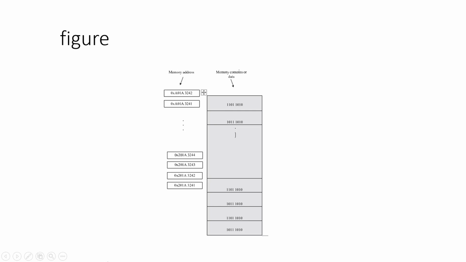So this is a figure of memory address and memory content. As you can see, this is the memory content, which is in binary form, that is 1 or 0, and these are the addresses allocated. So this is the memory address 1, 2, and it can go on and on.